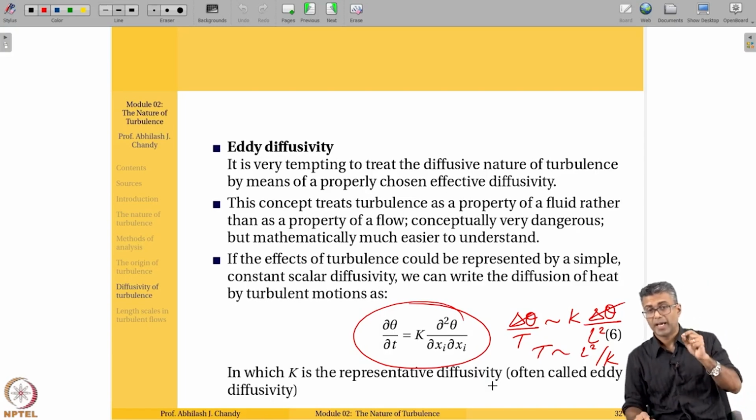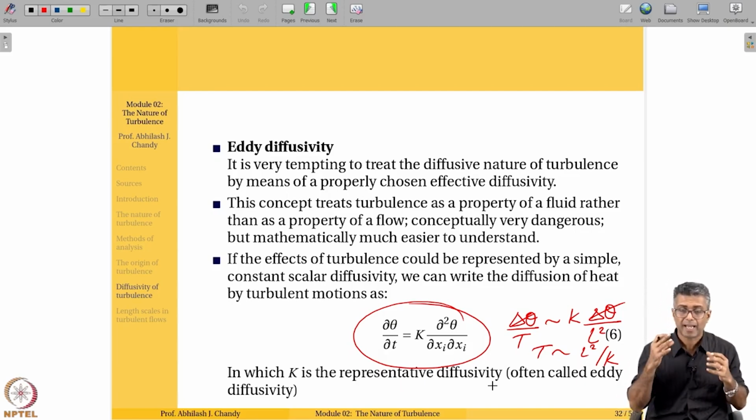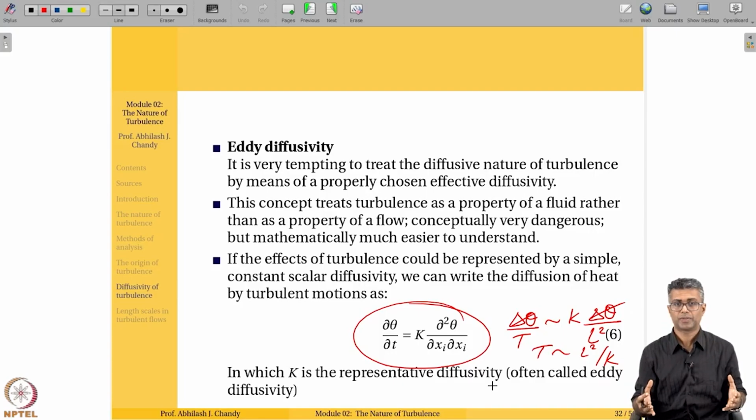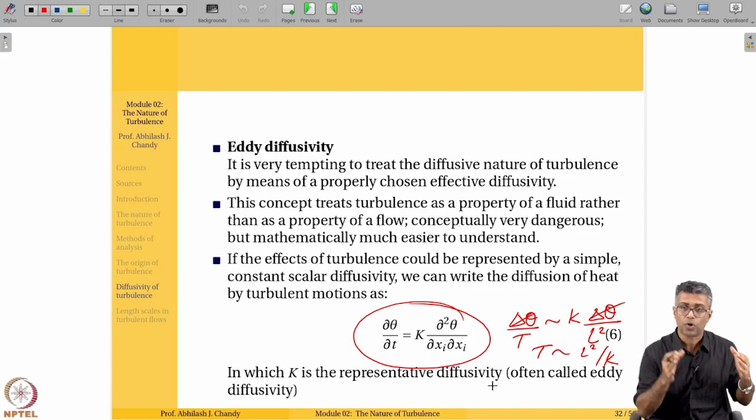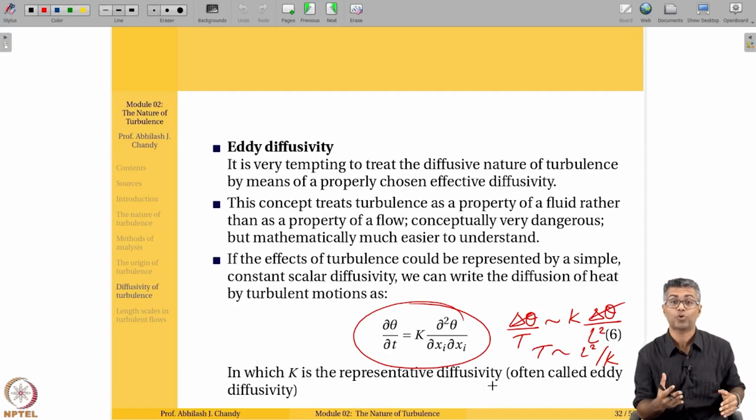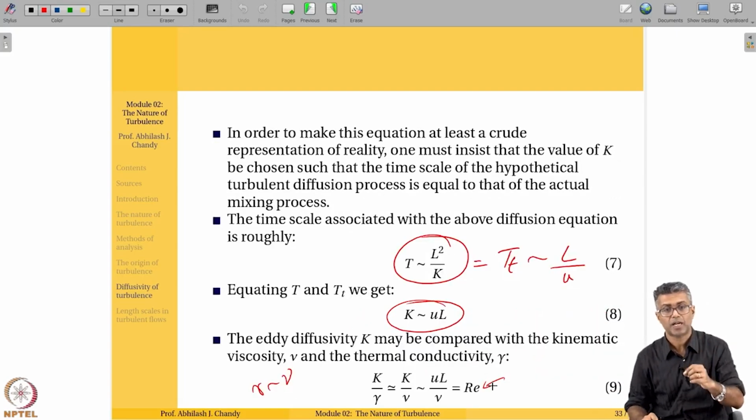Again, keep in mind, this turbulent flow is used as enhanced diffusion. Diffusion is actually molecular diffusion. Okay, technically diffusion is only molecular diffusion. We are calling it enhanced diffusion because it has the same outcome. Remember in module 1 we had discussed that it has the same outcome. So we look at the time scale associated with this equation, and it is L squared over K.